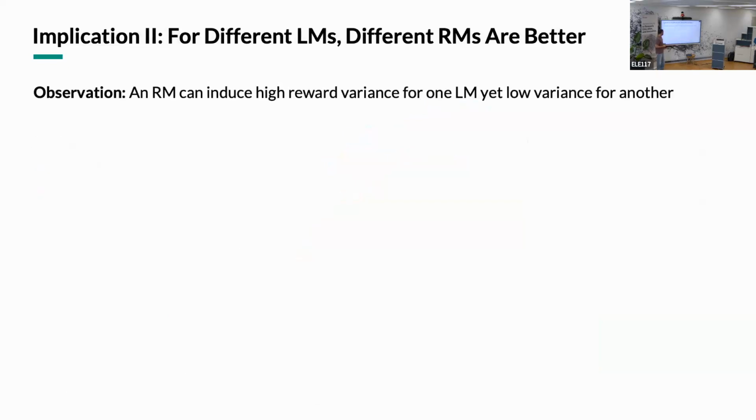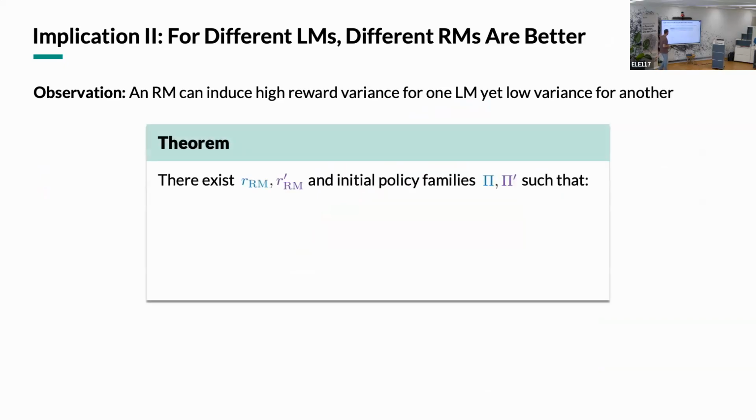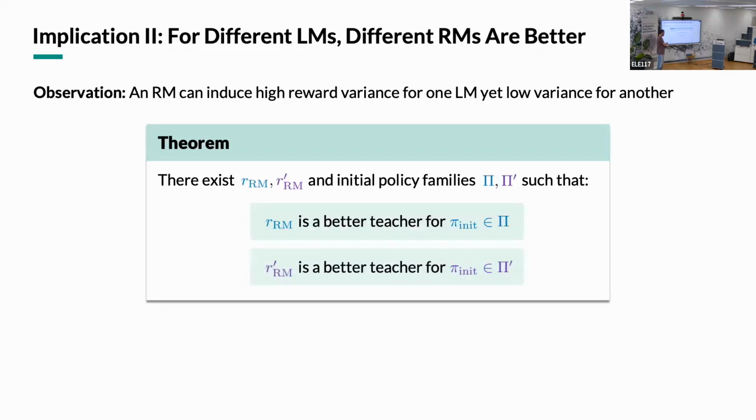And the second observation that I'd like to make, which I already alluded to, is that the same reward model can work well for one language model, inducing a high reward variance for it, but work poorly for another, inducing low reward variance, because reward variance also depends on the language model, the policy. Formally, you can say that you can have two reward models, a blue and a purple one, and two initial policy families, also a blue and a purple one. The blue reward model will work better for blue policies. The purple one will work better for purple policies.